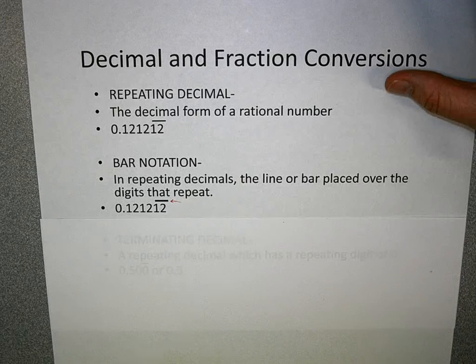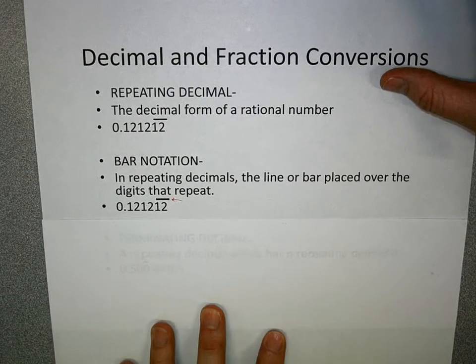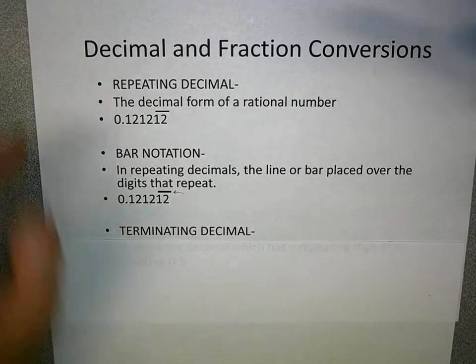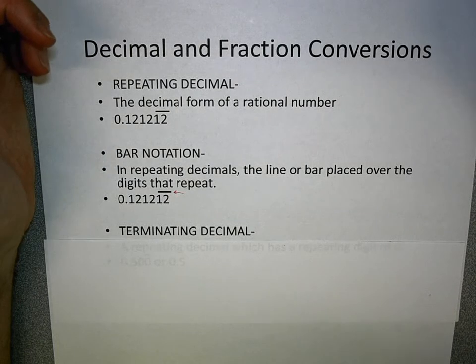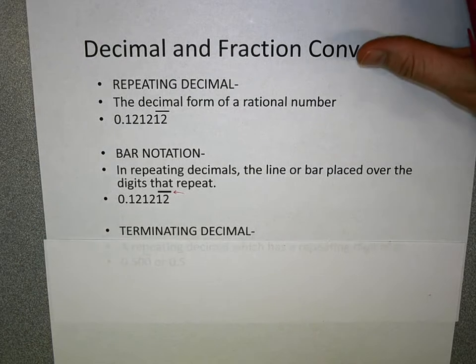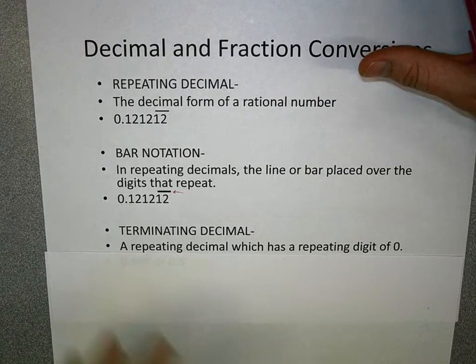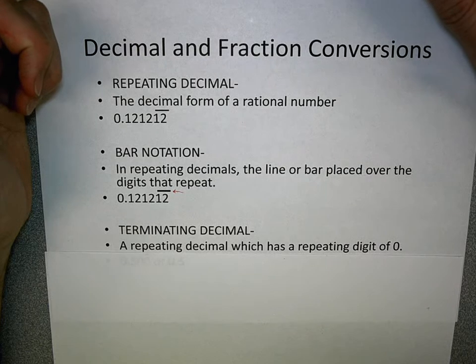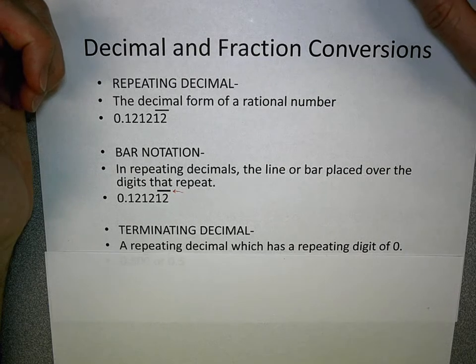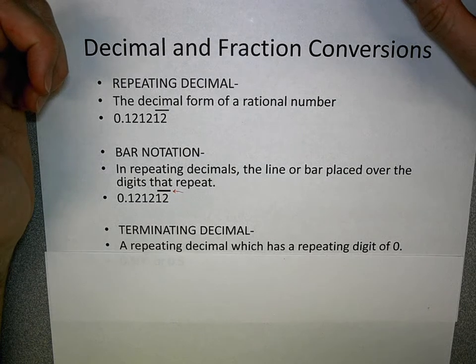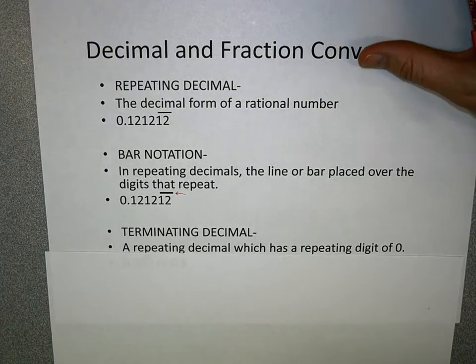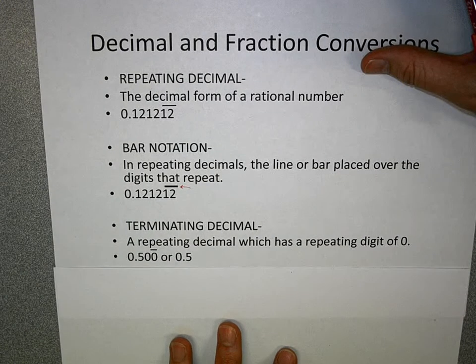All right, our third and our last phrase for today's lesson is something called terminating decimal. Everyone? Here's what the book says a terminating decimal is. It's a repeating decimal which has a repeating digit of 0. A repeating decimal which has a repeating digit of 0. Terminating decimal will pop up a couple times, maybe even on your quiz, so make sure you have this down.